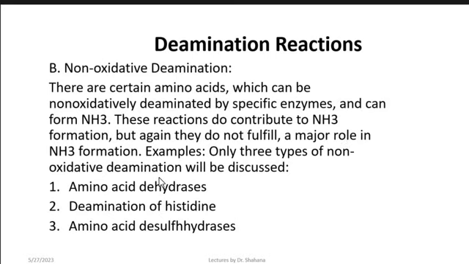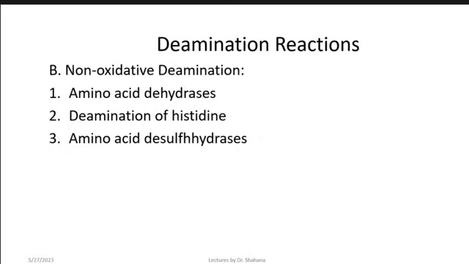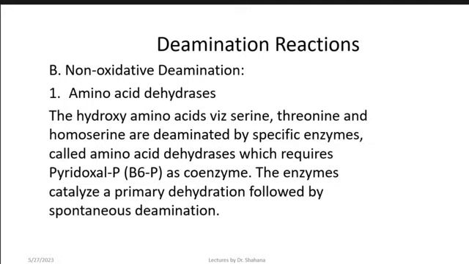Three types of हमारे पास non-oxidative deamination pathway हैं. For example, amino acid dehydrases, deamination of histidine, amino acid desulfhydrases. ये कुछ enzymes हैं जहाँ पे अगर deamination reaction हो रहा है वहाँ पे oxidation नहीं हो रही. Amino acid dehydrases, deamination of histidine and amino acid desulfhydrases.